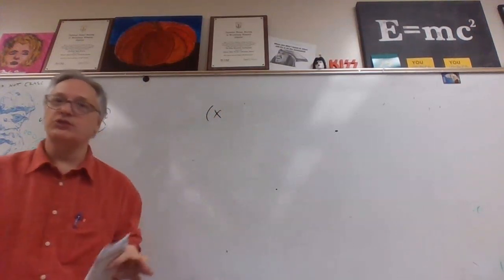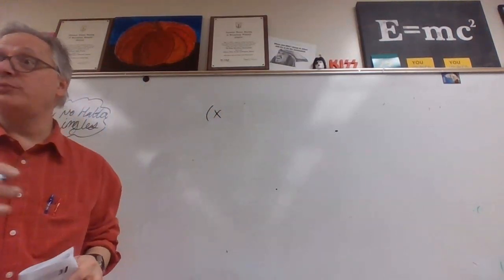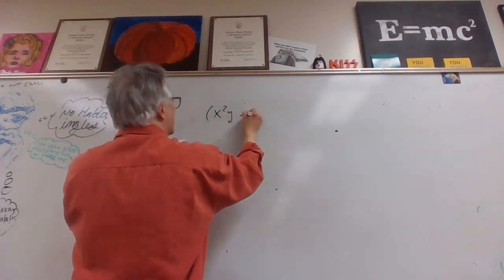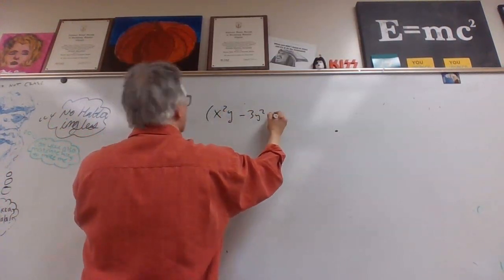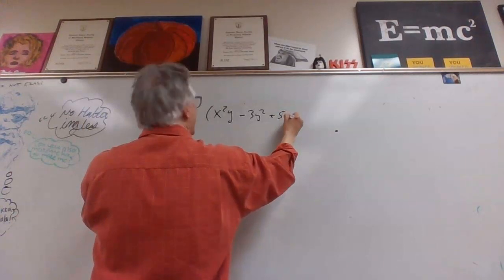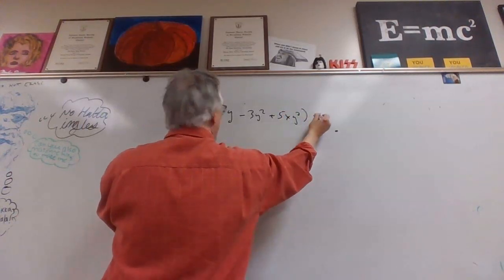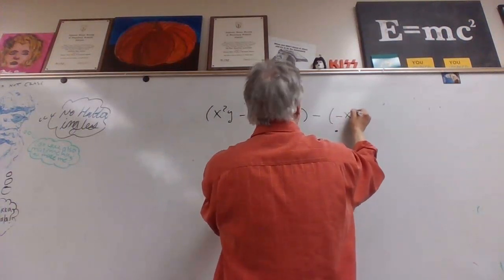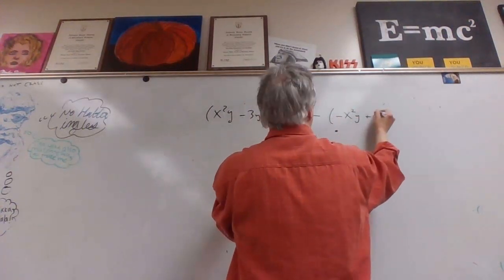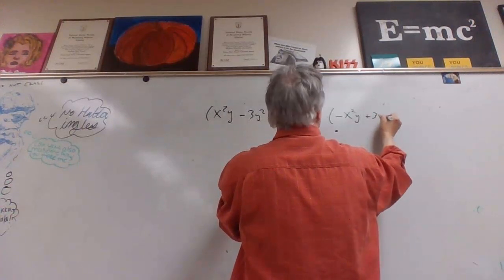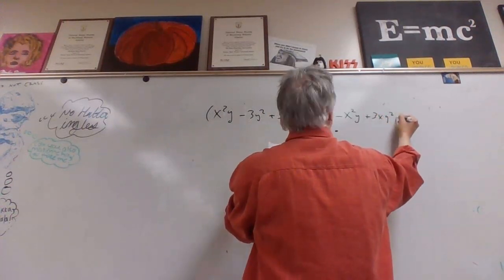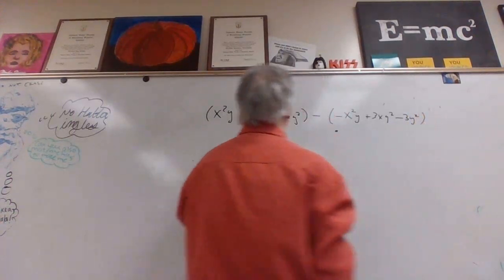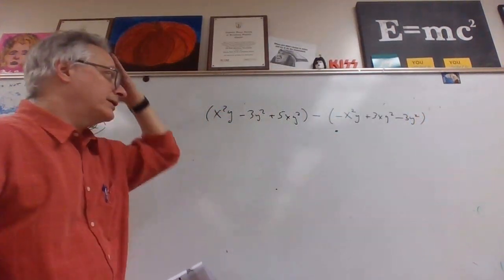The only time you're going to screw up is if you don't remember to distribute signs. I got x squared y minus 3y squared plus 5xy squared minus negative x squared y plus 3xy squared minus 3y squared.